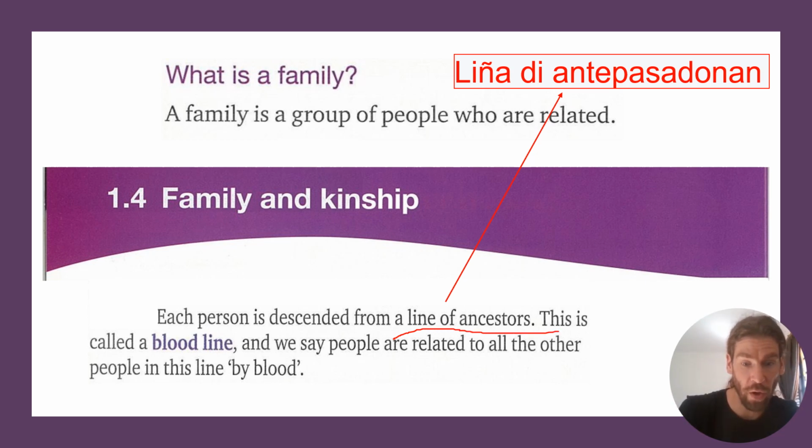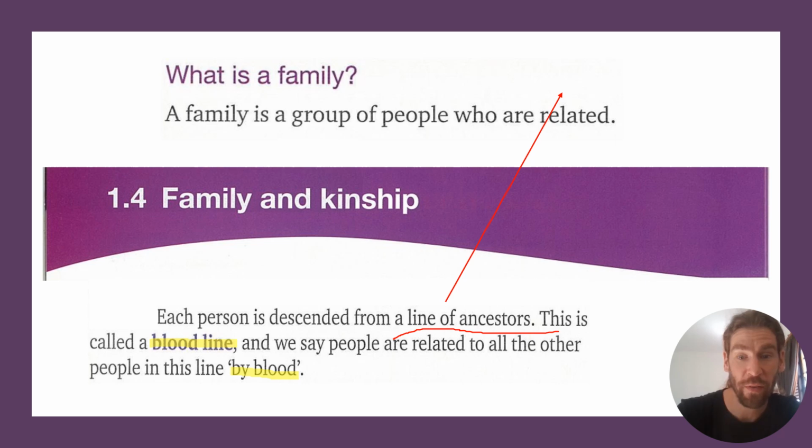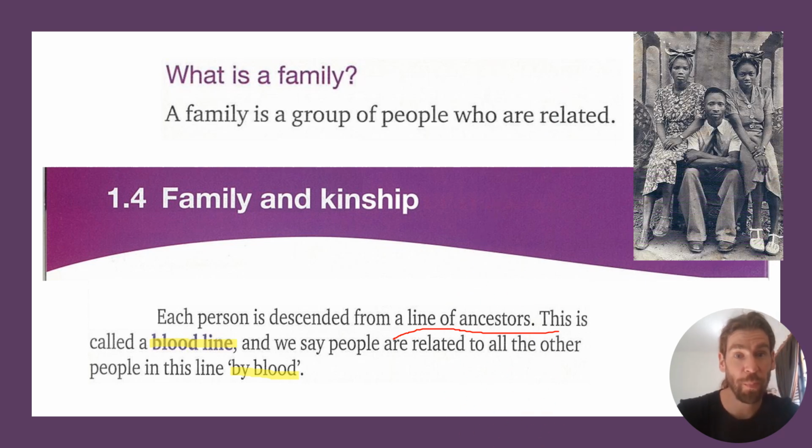This is also called a so-called bloodline. And we say that people are related to all the other people in this line by blood. You have a blood relationship with these people. Some people do research on their bloodline and their line of ancestors, and they find beautiful pictures of the past, like I have found myself. When I researched my line of ancestors, I found beautiful old pictures and I recognized myself in them.